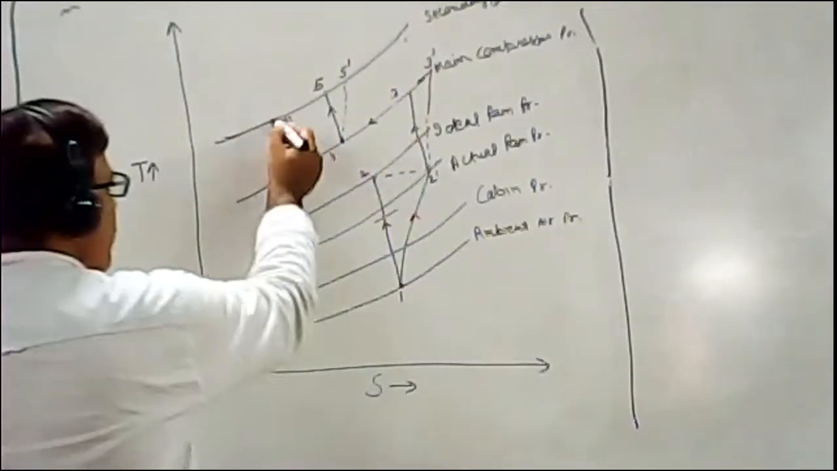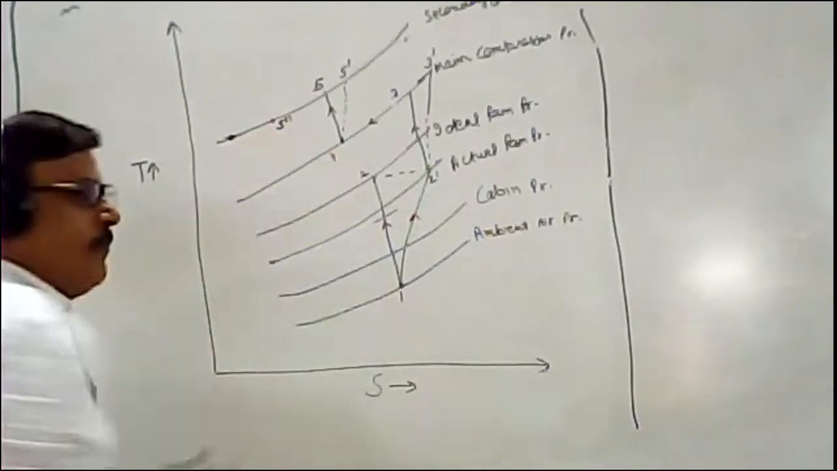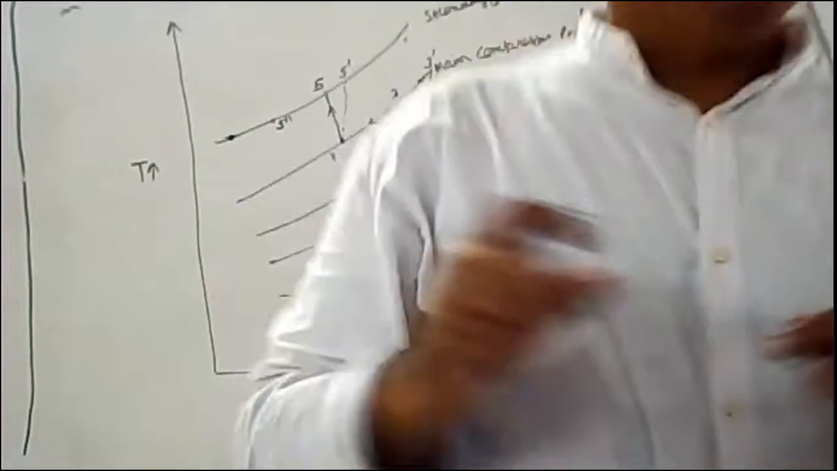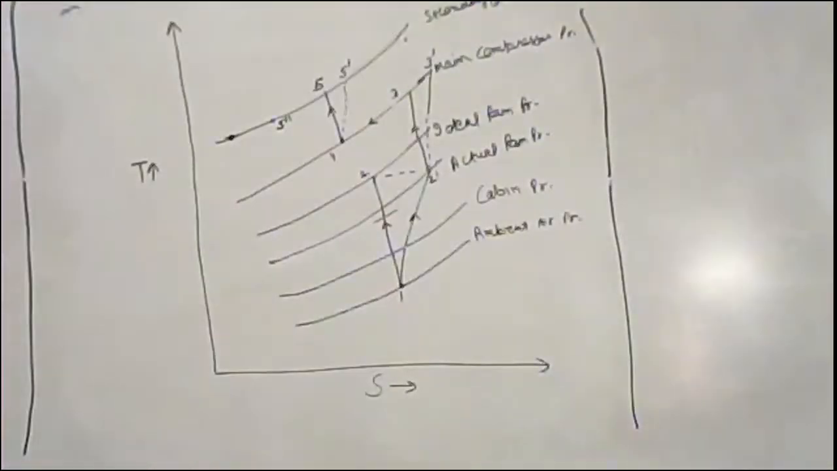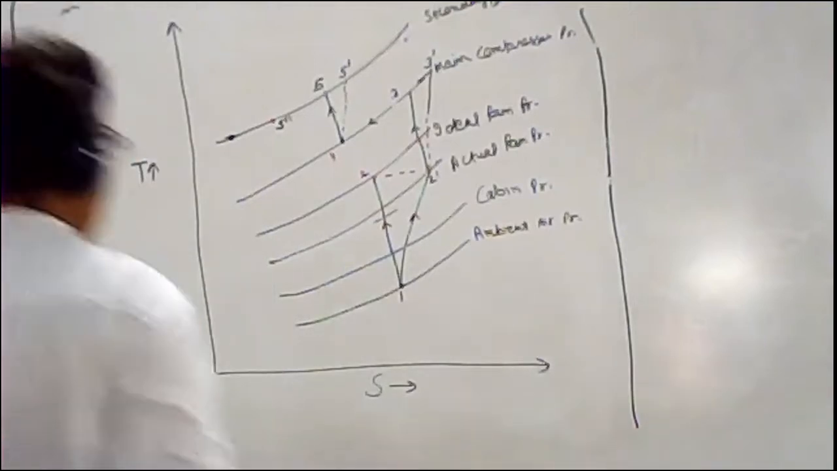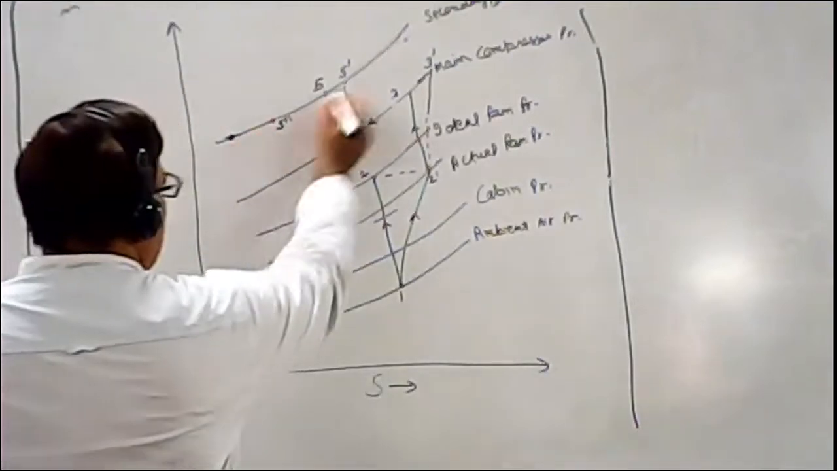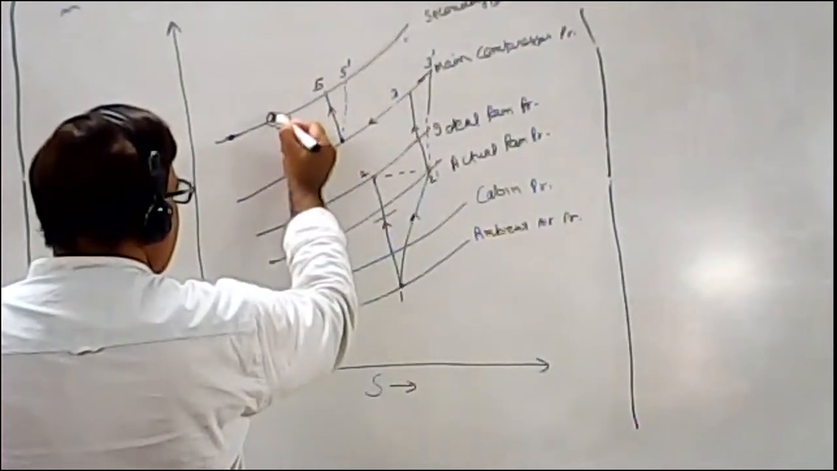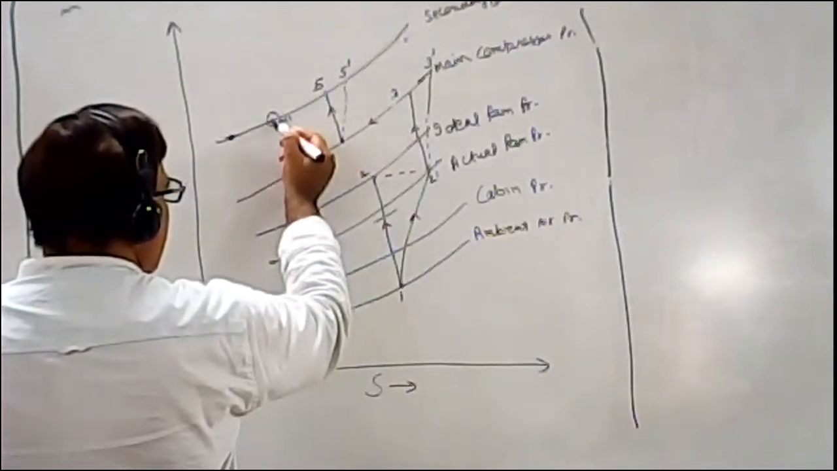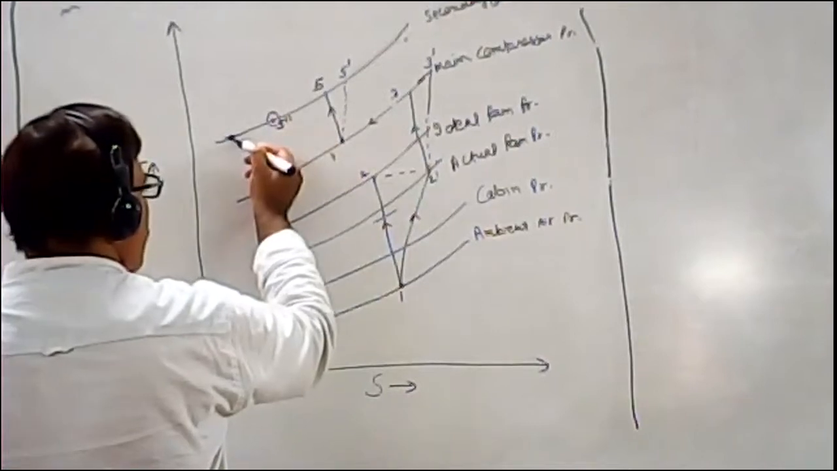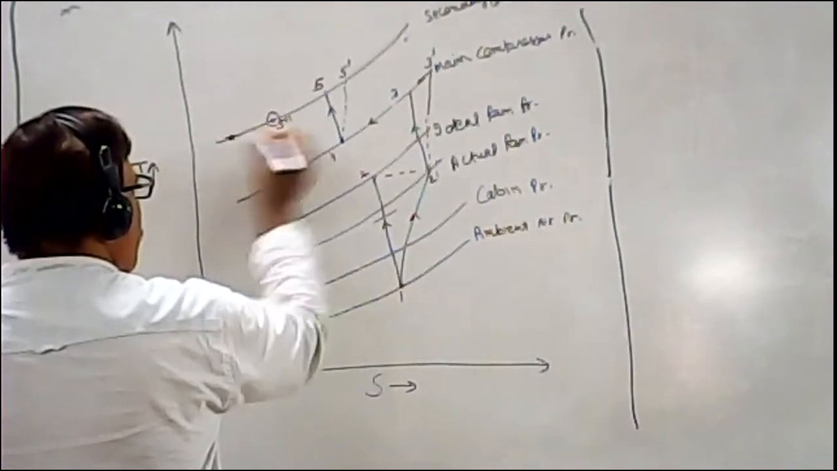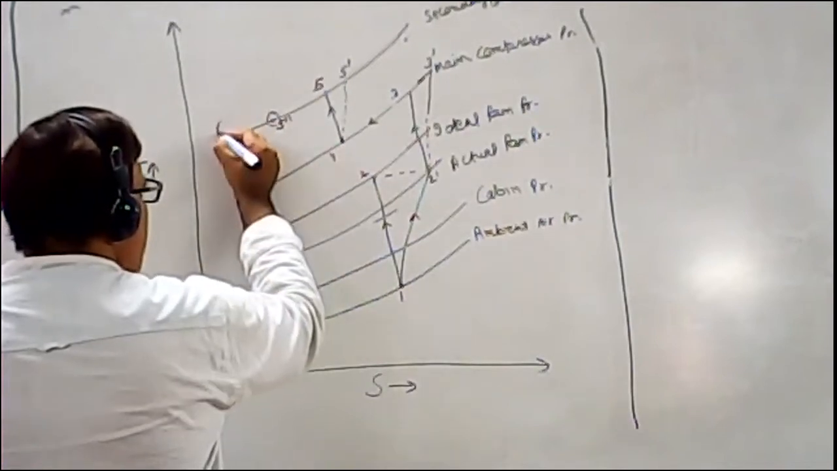Then after this, the evaporator. When it passes through the evaporator, its temperature also gets reduced. Look here: in the second heat exchanger its temperature gets reduced, and after this, again passing through the evaporator, its temperature gets reduced again at constant pressure. This is point 6.